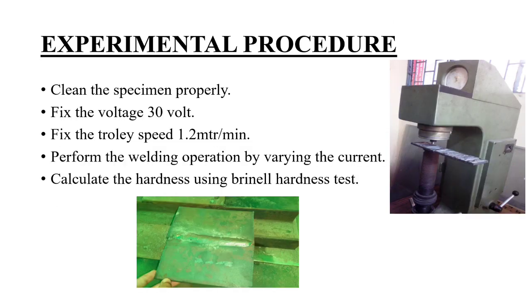Experimental procedures: clean the specimen properly, fix the voltage at 30 volt, fix the trolley speed at 1.2 meter per minute, perform the welding operation by varying the current, and measure the hardness using the Brinell hardness test.